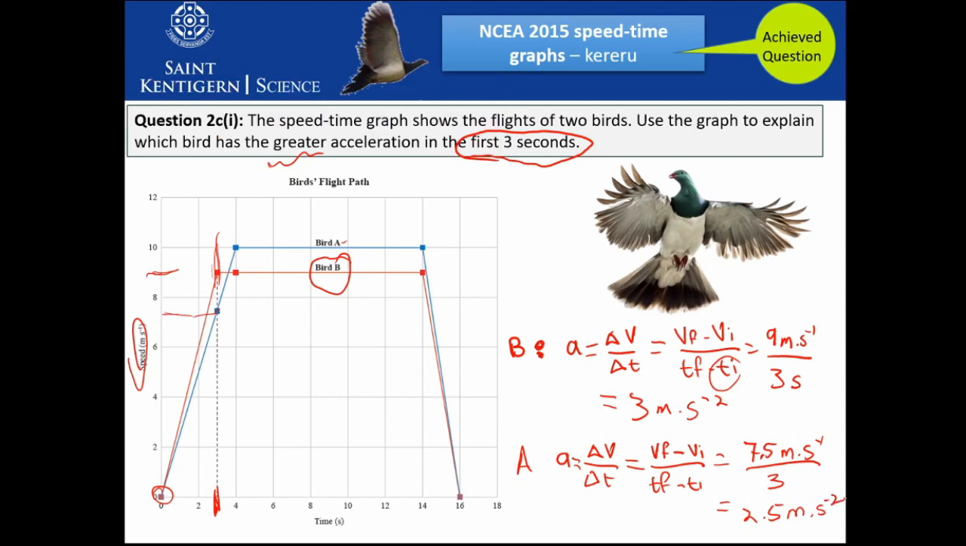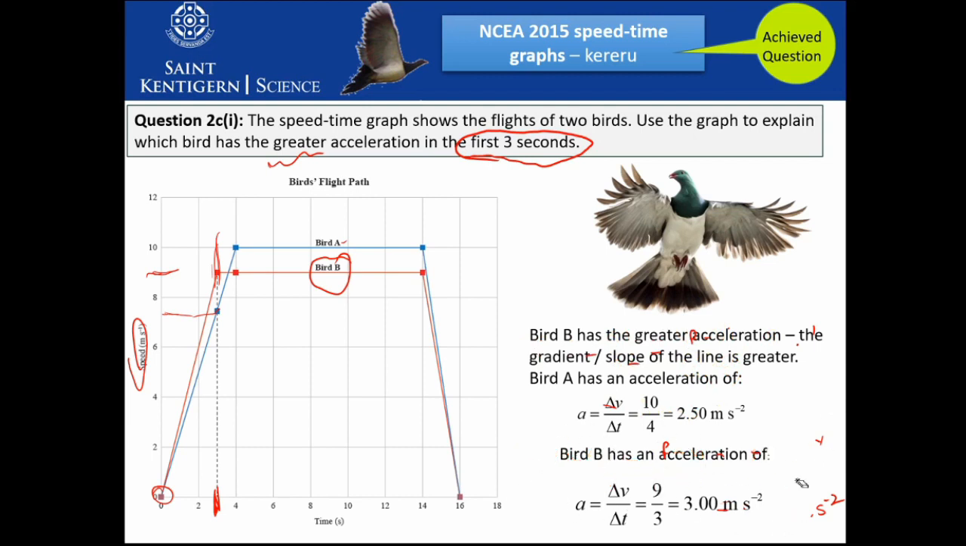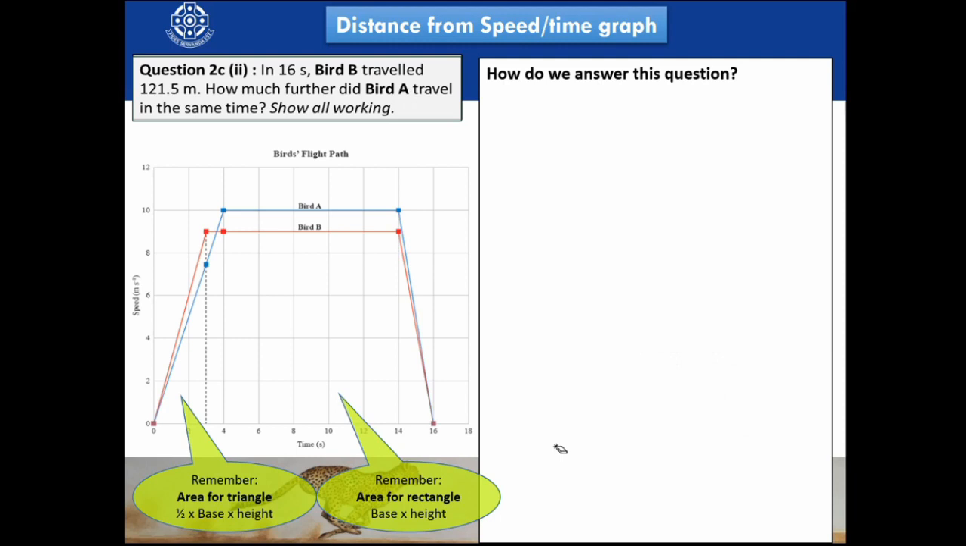Okay, so we have supported our answer with calculations. Easy. Okay. There's the model answer. 2.5 for bird A and 3 for bird B, and the gradient is higher for the first bird. Awesome. Okay, then 2016 question 2C, still talking about the birds.